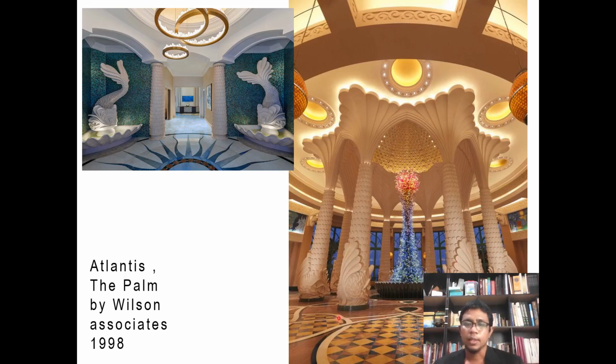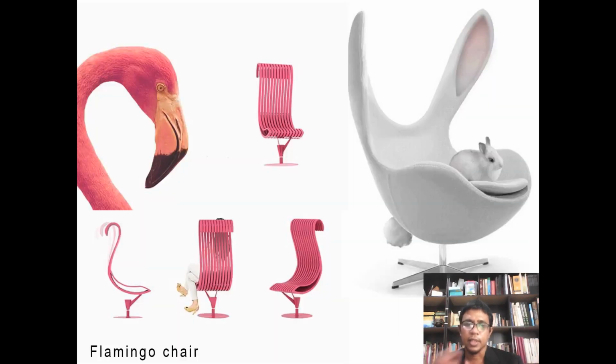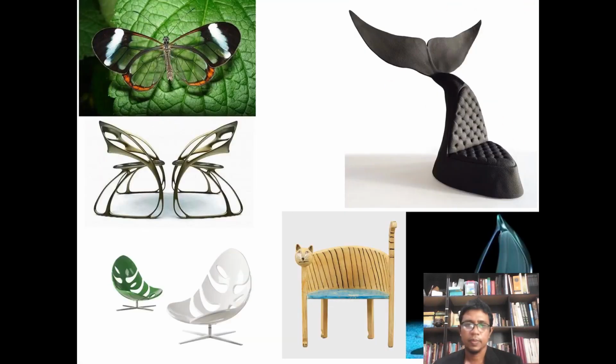Okay, we can see more examples of how metaphor is applied in the interior character. In furniture design, this is another example of metaphor applied in furniture. The flamingo chair, the use of color, the shape of the flamingo. The rabbit chair. Okay, another example, the butterfly chair, the leaf chair, and how animals are applied in the seating units.